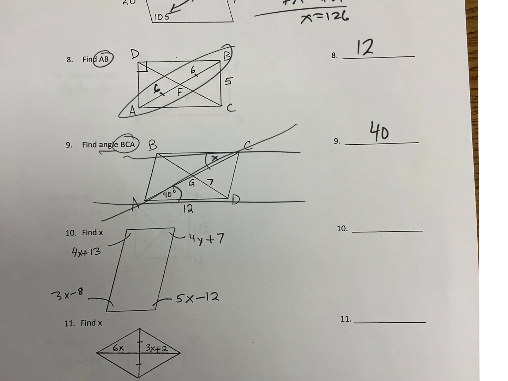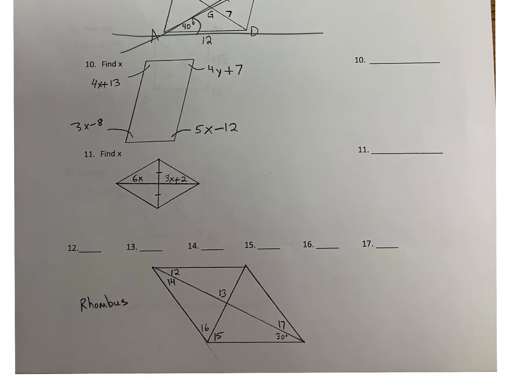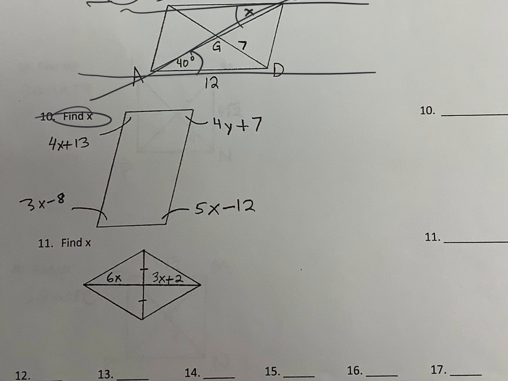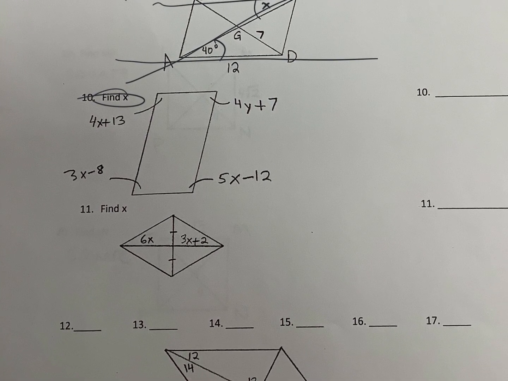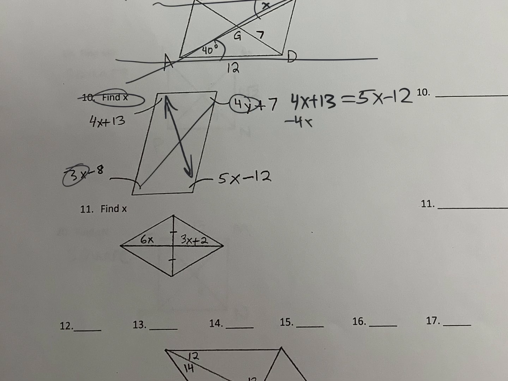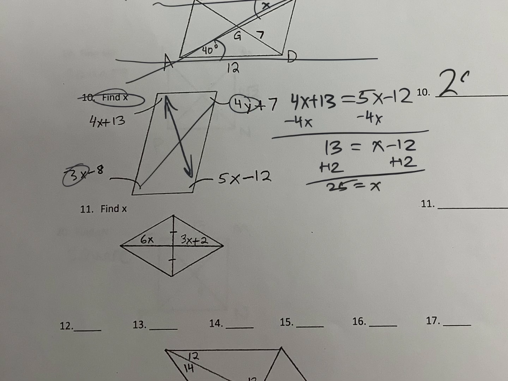Okay. Number 10. Again, we're just finding x. So I can't set these two equal to each other because that has a y and that has an x in it, okay? But these two are equal. And they both have x's. Those are your angles. Parallelogram. Opposite angles are equal. So 4x plus 13 is equal to 5x minus 12. So I'm going to subtract 4x so that I have a positive x on the right. And I'll add 12 to the left. So x is 25.